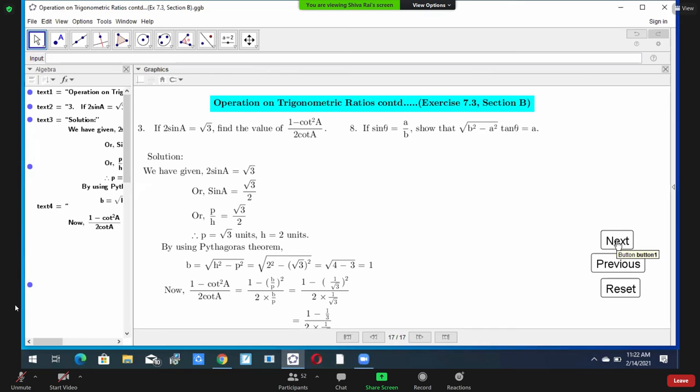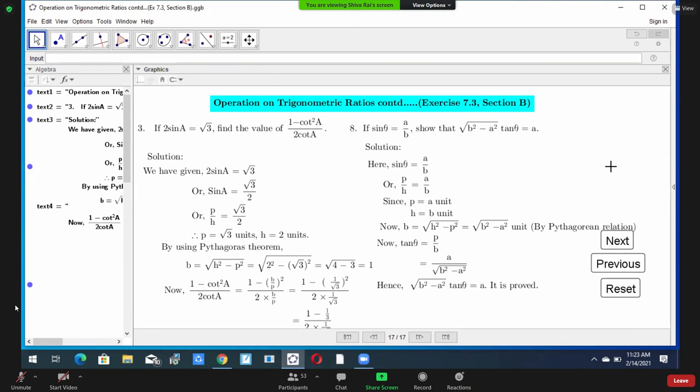Okay, how to prove it? Similar process, some steps are similar. Here sine theta equals A upon B. Don't forget to always check whether it is sine theta or sine A or sine B. Okay, A upon B. So sine theta equals, already proving ratios, sine theta is equal to P upon H. So in place of sine theta, we write P upon H, which is equal to A upon B. Since P equals A units and H equals B units.